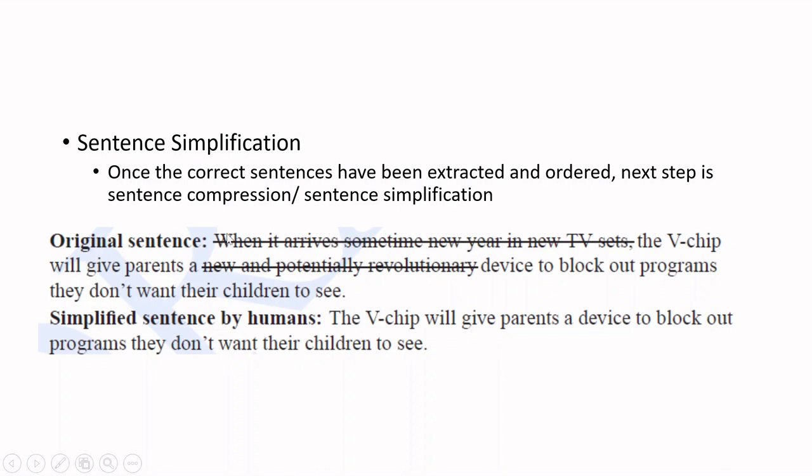Say for example, in the original sentence: sometime new year in new TV sets, the V-Chip will give parents a new and potentially revolutionary device to block out programs they don't want the children to see. So this is one sentence which has been selected, but we can actually simplify it to: the V-Chip will give parents a device to block out programs they don't want the children to see. So, the words "new and potentially revolutionary", all those extra embellishments, can actually be dropped. So that is what happens in sentence simplification.